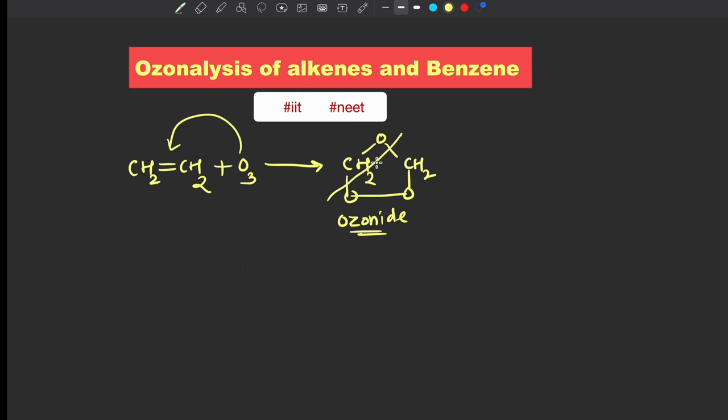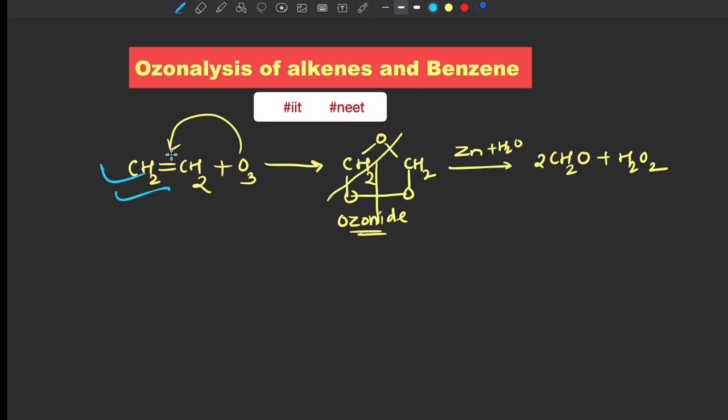This ozonide undergoes splitting in the presence of zinc and water, where this oxygen is given to water and this carbon becomes one aldehyde, this becomes another aldehyde. That means I will be getting 2 moles of CH2O, and H2O2 is formed in this reaction. So this is actually the ozonolysis reaction of alkene.